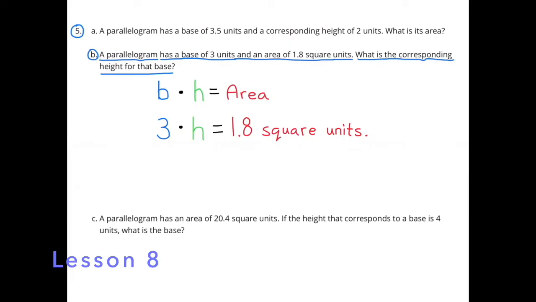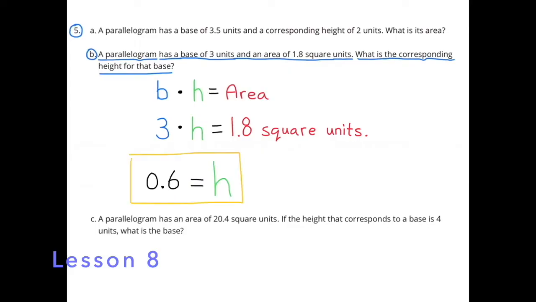So we need to find out what number times 3, or 3 times what number, equals 1 8/10. And we can do that by dividing. 1 8/10 divided by 3 will tell us the height. 1 8/10 divided by 3 is 6/10. So the height would be 6/10 of a unit.